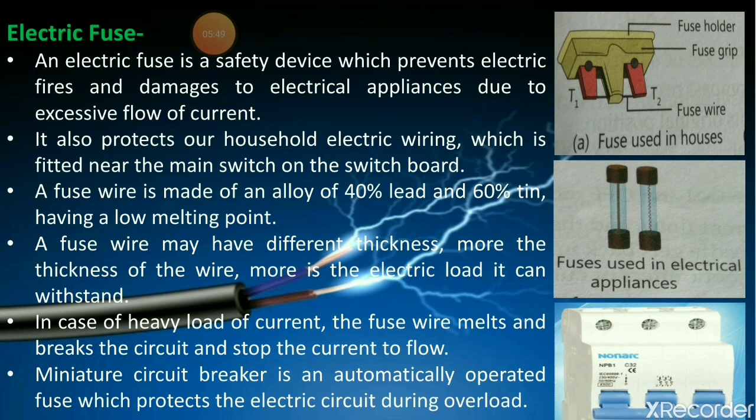So MCBs, or miniature circuit breakers, protect an electric circuit during overload. These are switches which automatically turn off when the current in a circuit exceeds the safe limit, or comes to an extreme amount. They will turn off automatically, and then you have to turn them on, and the circuit is again completed. So this is the miniature circuit breaker. This is also a type of electric fuse.